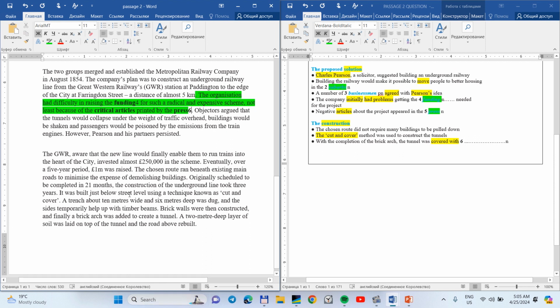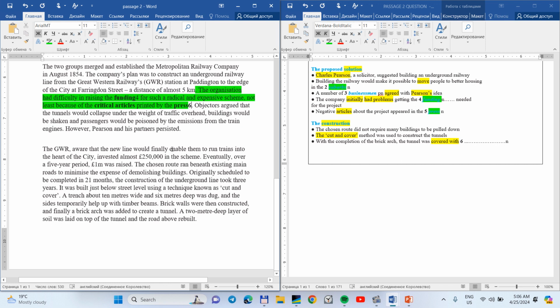The objectors, objectors means people, argued that the tunnel would collapse under the weight of traffic overhead, buildings would be shaken, or passengers would be poisoned by the emissions from the train engines. However, Pearson and his partners persisted. We haven't come across the cut and cover method yet.